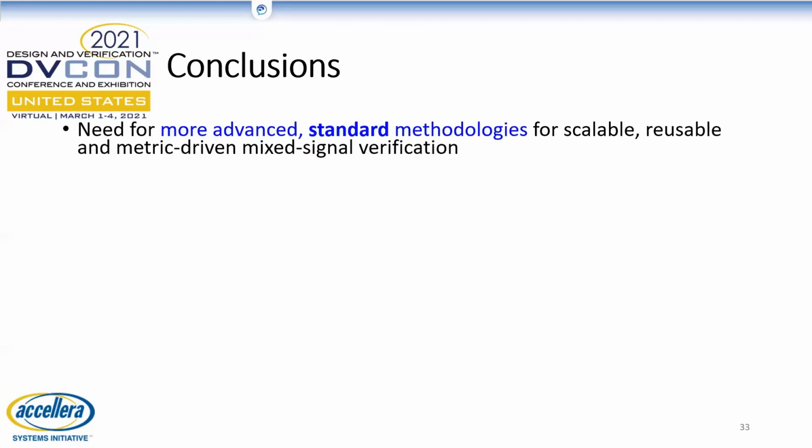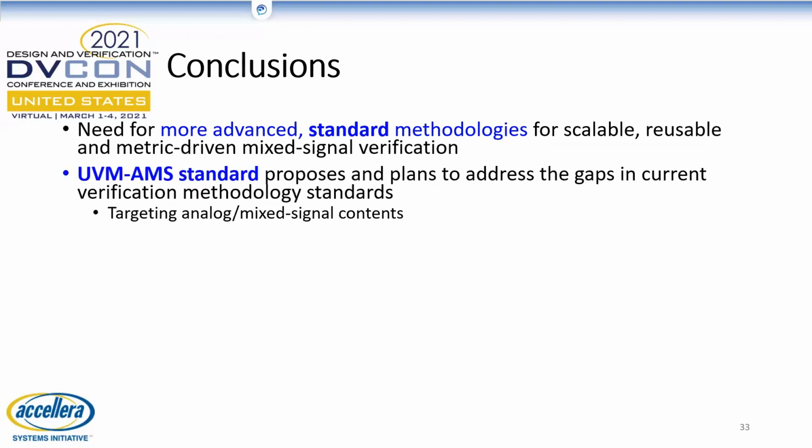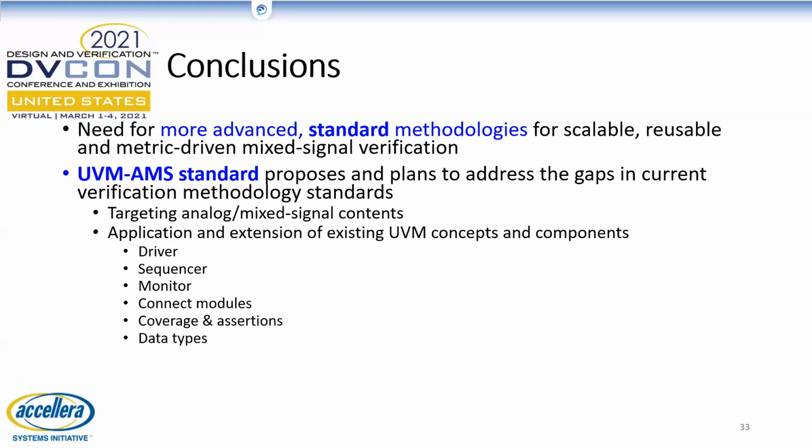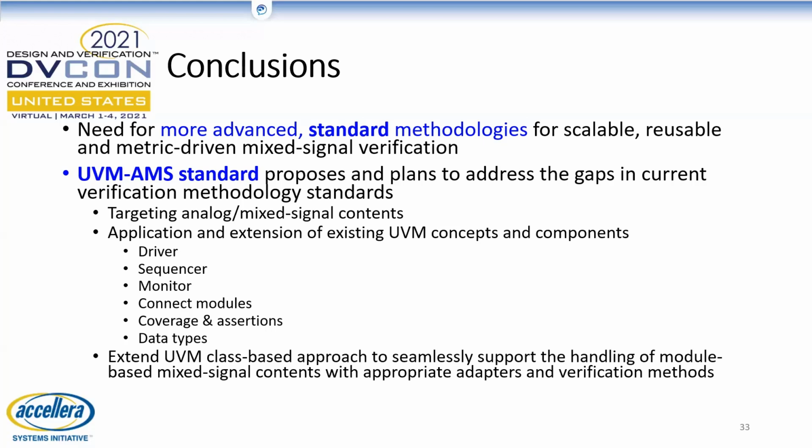To conclude, we have seen through this UVM-AMS workshop a very necessary and definite need for more advanced standard methodologies for scalable, reusable, and metric-driven mixed signal verification. Towards that, the UVM-AMS standard proposes and plans to address the gaps in the current verification methodology standards by targeting analog and mixed signal contents, application and extension of existing UVM concepts and components like driver, sequencer, monitor, connect modules, coverage and assertions, and data types. And finally, extend the UVM class-based approach to seamlessly support the handling of module-based mixed signal contents with appropriate adapters and verification methods.